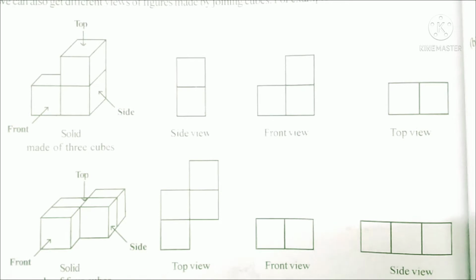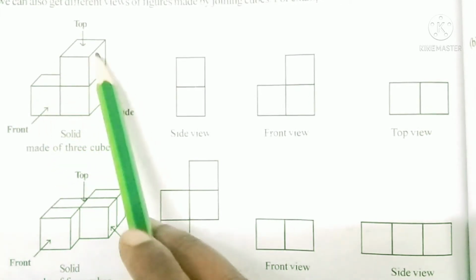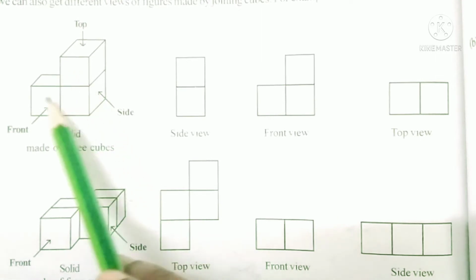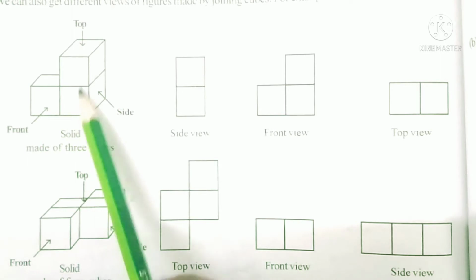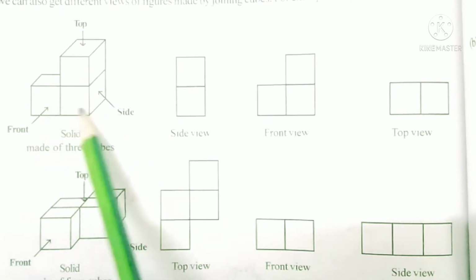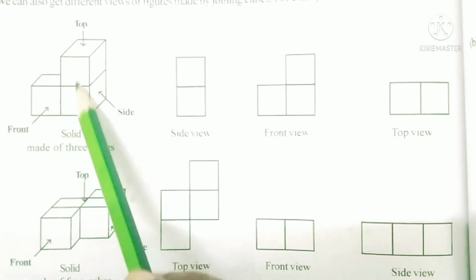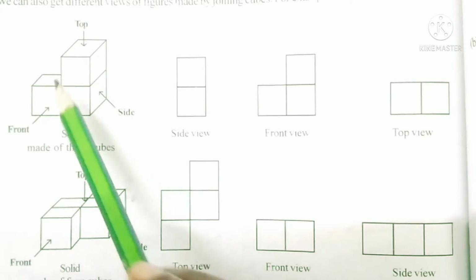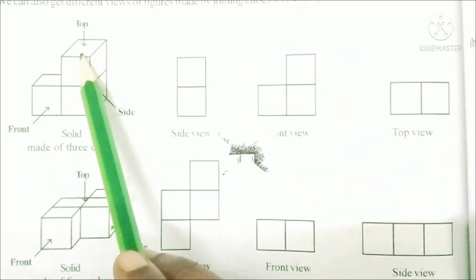So we are going to do that exercise from your textbook now. Now if you see this figure is made up of 1, 2, 3 cubes. How many cubes? 1, 2, 3. So in the bottom there are 2 cubes, and on the top of these 2 cubes, 1 cube is kept. So when you look at it from the top, you will be able to see these two.